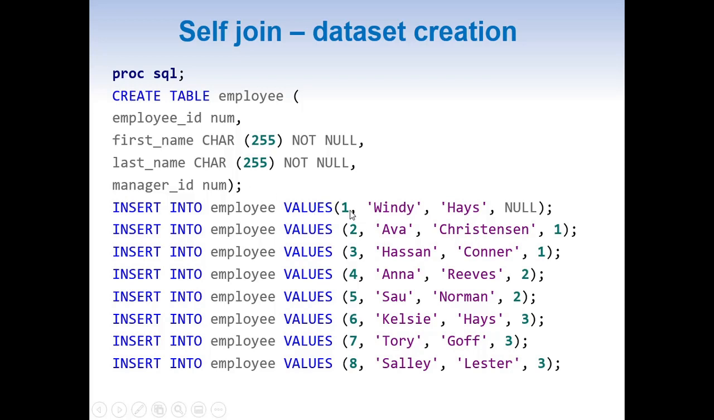Here we have 1 as employee ID, first name Windy and last name Hayes, and then we have no manager ID for this particular person. And in the case of the second insert, our employee ID is 2 and her name is Eva Christensen, and her manager ID is 1.